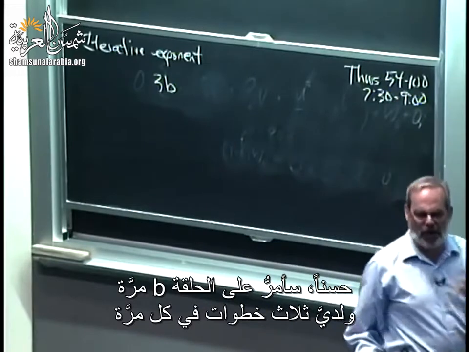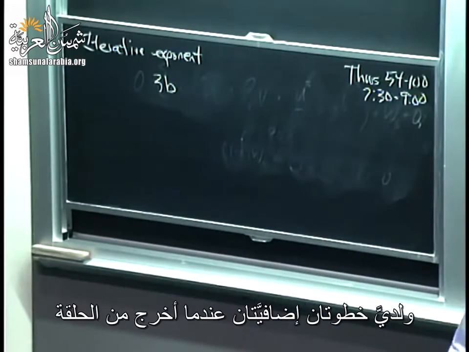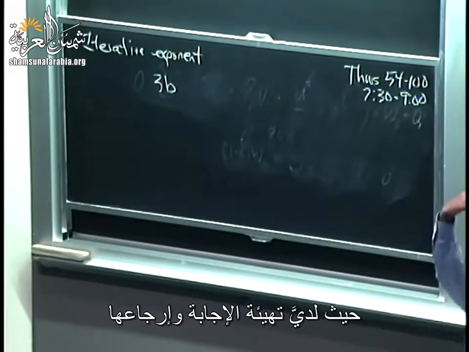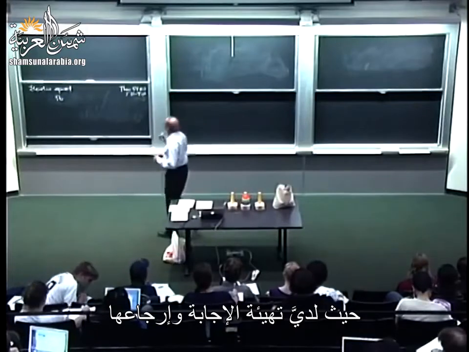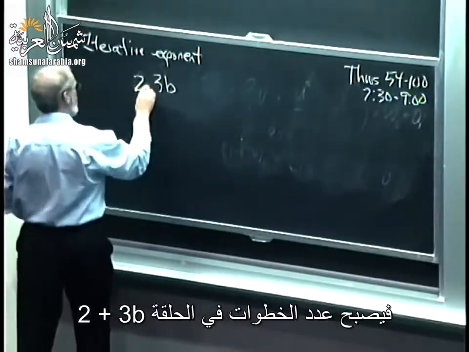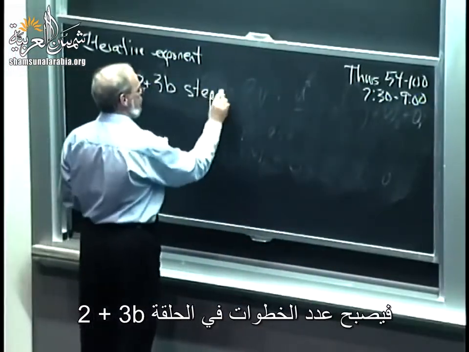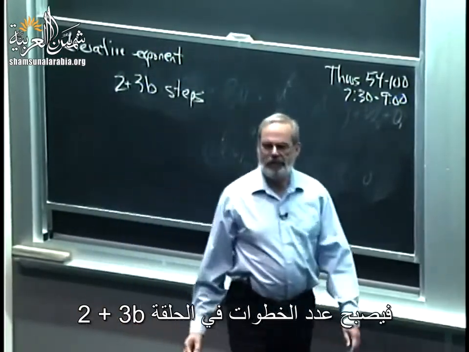I got to go through the loop B times. I got 3 steps each time. And then when I pop out of the loop, I got 2 more steps. All right? I got the initiation of answer and the return of it. So I take 2 plus 3B steps to go through this loop.